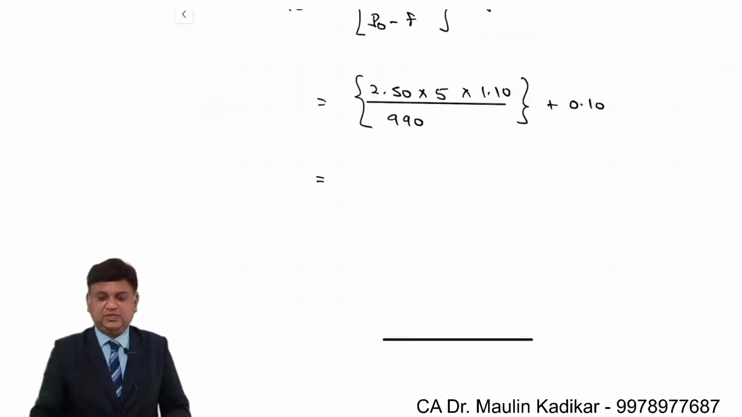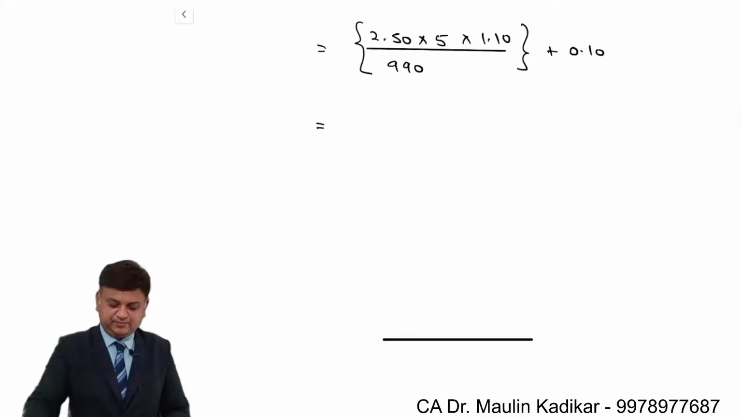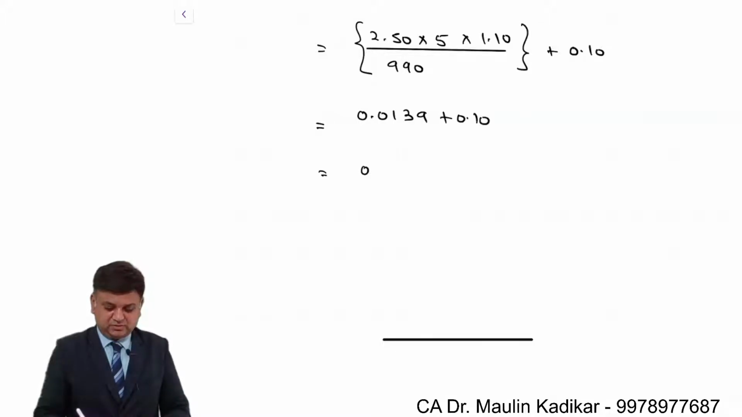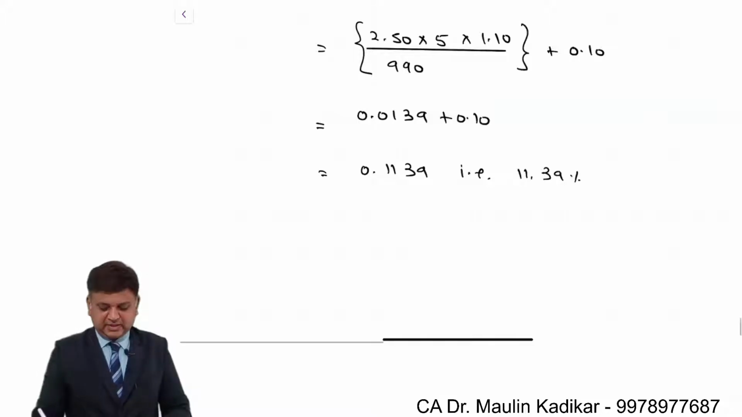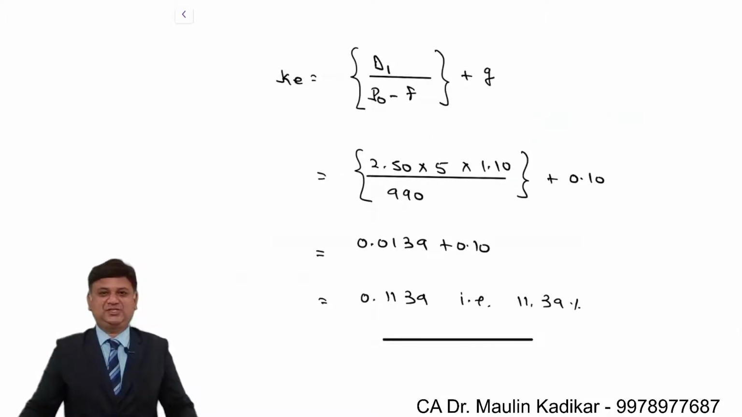2 rupee 50 paise into 5 is 12 rupee 50 paise into 1.1, 13 rupees 75 paise upon 990, 0.0139 plus 0.10. So 0.1139, that is 11.39%.